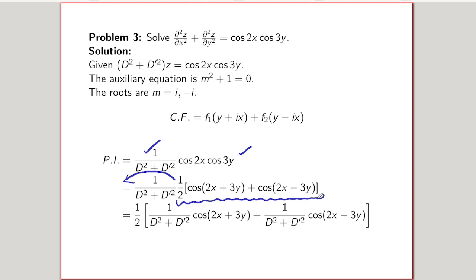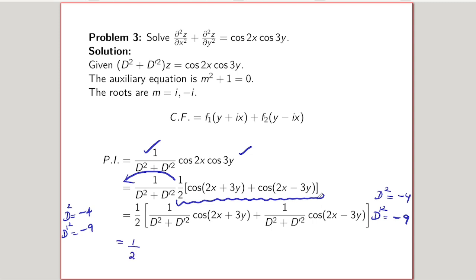See, in this part, for the first part, D square will be replaced with minus a square, that is minus 4, and D dash square will be replaced with minus b square, that is minus 9. The D dash term is not there, so no need to replace it. And in the second term also, D square will be replaced with minus 4, D dash square will be replaced with minus 3 the whole square, which is 9. So b square is 9 and then D dash square gets minus b square.